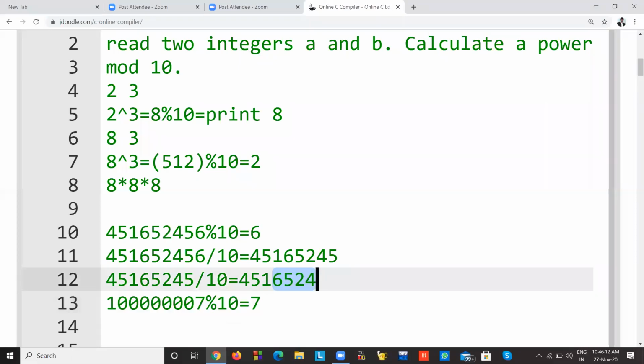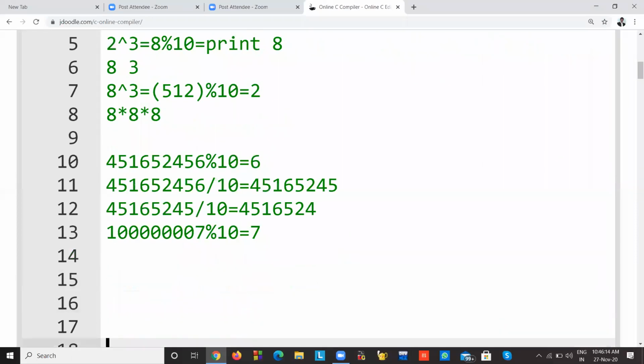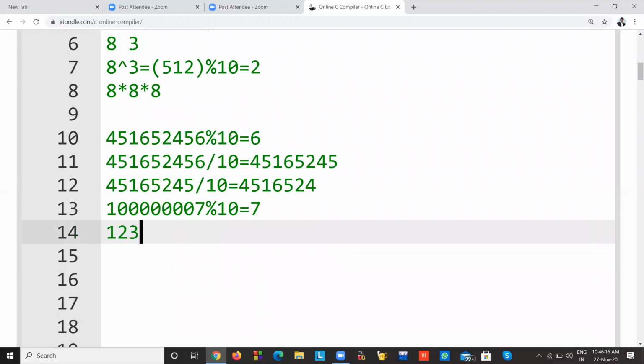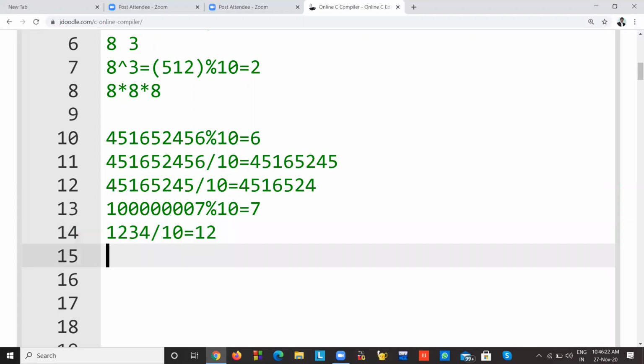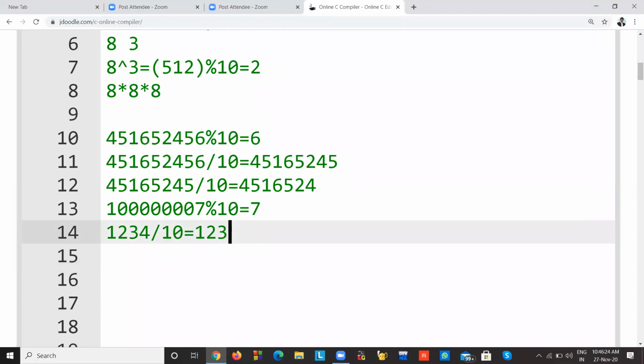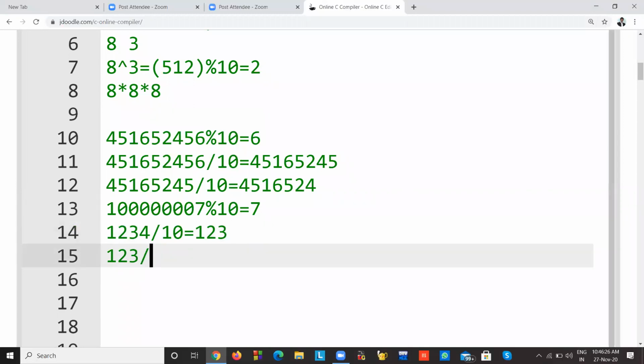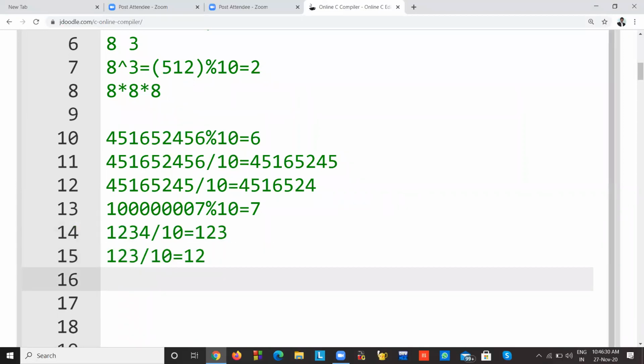Let me do this with a simple number. 1234 divided by 10. Okay, what is the answer? 123. Sorry, 123 divided by 10. What is the answer, ma? What is the quotient? 12. Okay, 12 divided by 10, what is the quotient? Drop the last one. That's all. Drop the last digit 1.